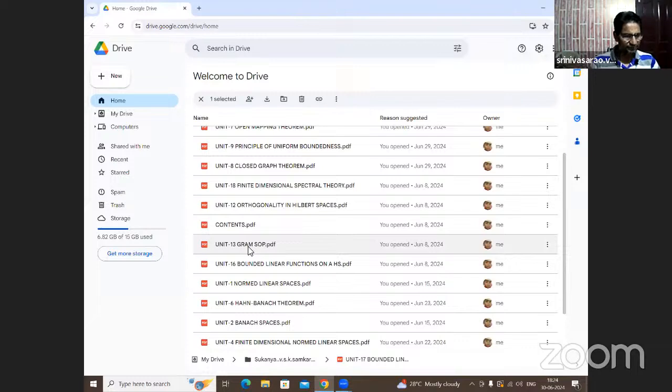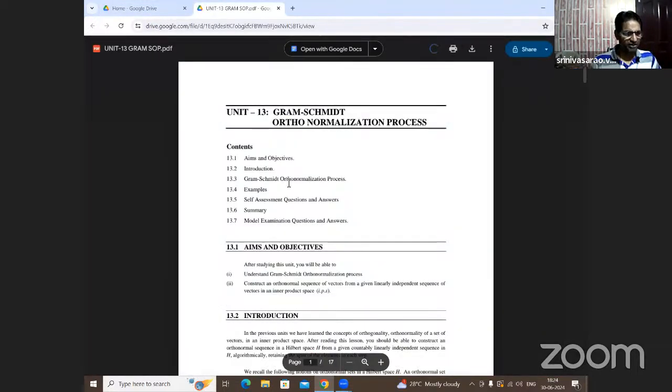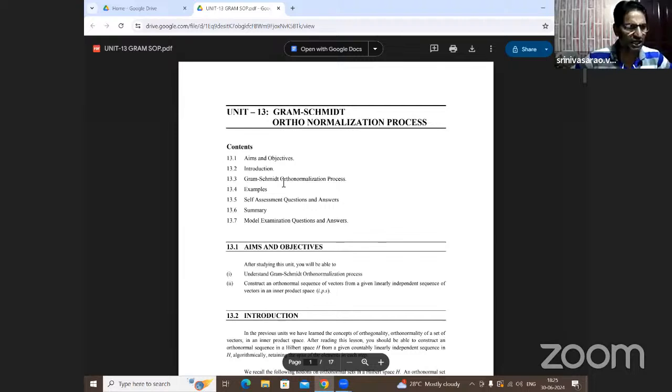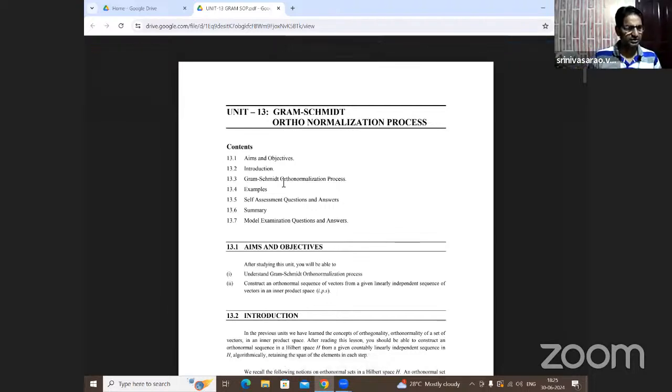Okay, students. Define orthogonal and orthonormal vectors. See this 13th unit: define orthogonal and orthonormal vectors. State and prove the Gram-Schmidt orthogonalization process. Now, this proof, you must verify at the undergraduate level. That is linear algebra.